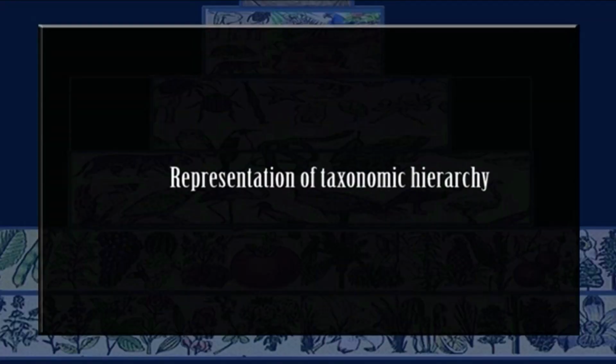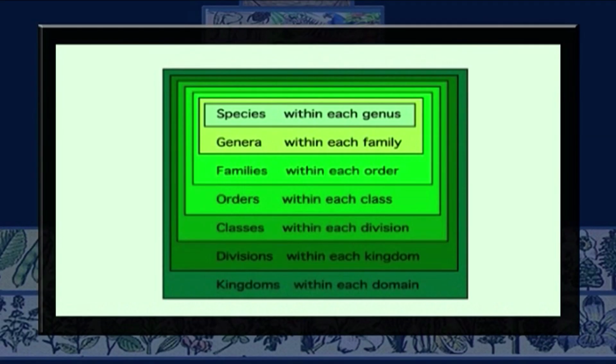Now, we will see how to represent the taxonomic hierarchy. A taxonomic hierarchy can be represented in a box-in-box scheme, wherein species are included in a large box at genus level, genera in a still larger box representing families, families in a still larger box designating order, and so on, ultimately to the largest box, which represents the highest level, the kingdom.